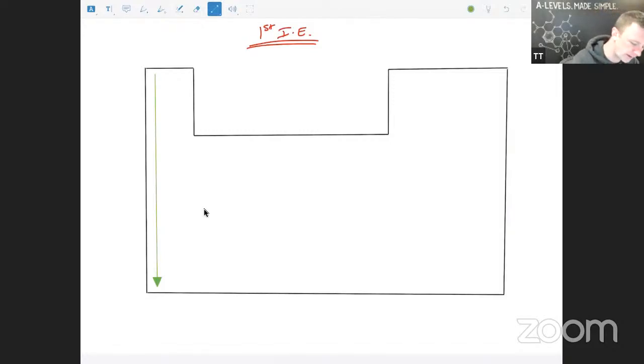So, of course, going across a period, what's the general trend in ionization energy going from left to right across a period? Hi, Rasa.